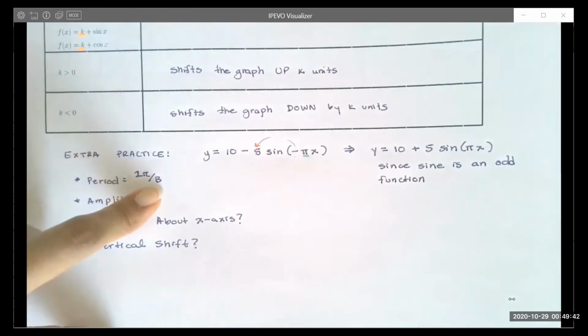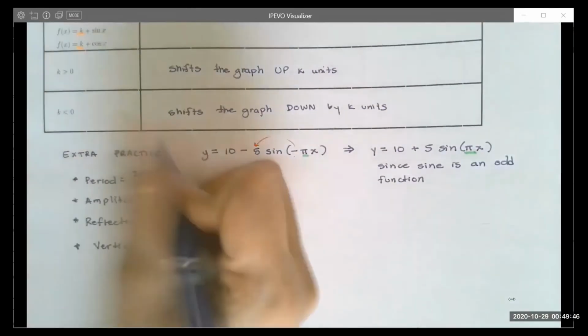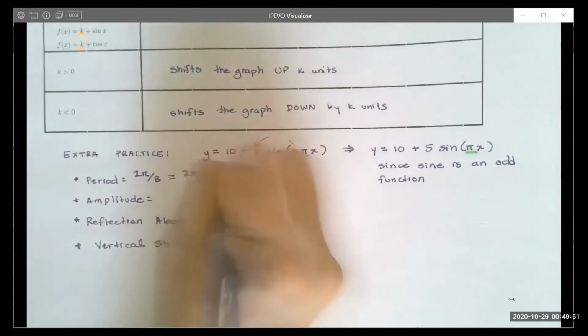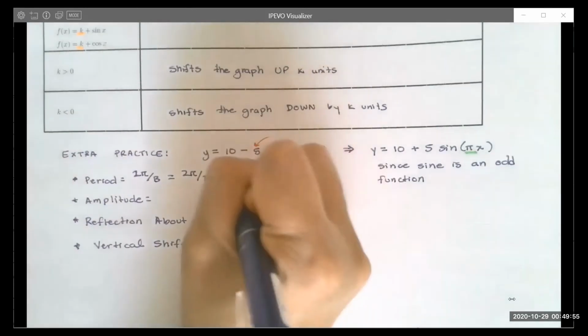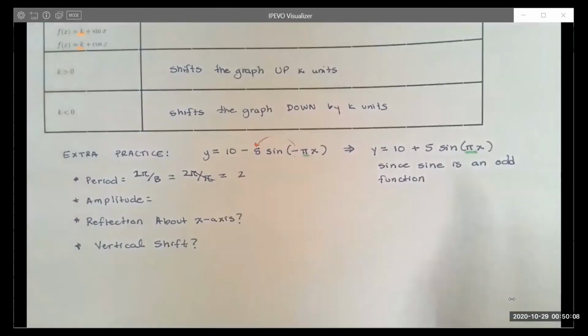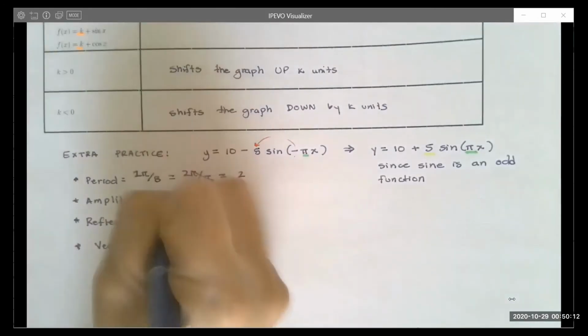So that means that b is this positive pi. Okay, so the period will be 2 pi over pi. Now 2 pi divided by pi is just going to be 2. So that means that we have a period of 2. What is the amplitude? 5. Good, yep, it's 5. It's this number that is in front of the sine, so the amplitude will be 5.